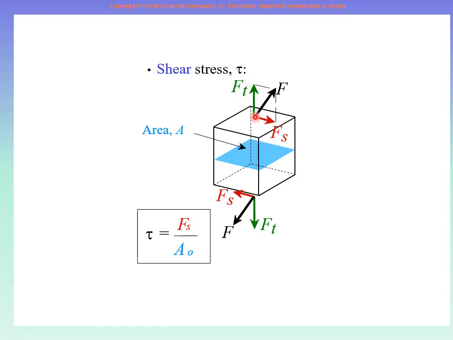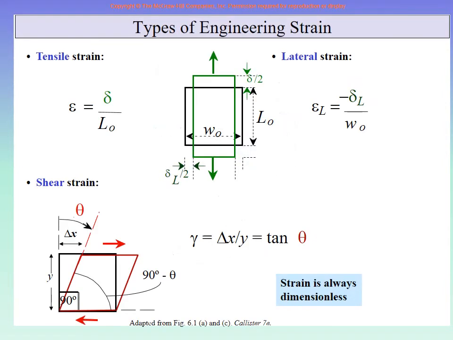Now this shear force upon the area of this surface is called shear stress. And again, the A naught means the area before deformation. After deformation, if this area changes, that is something else. But just like normal engineering stress, here it is shear force upon the shear area. And here we are summarizing it.